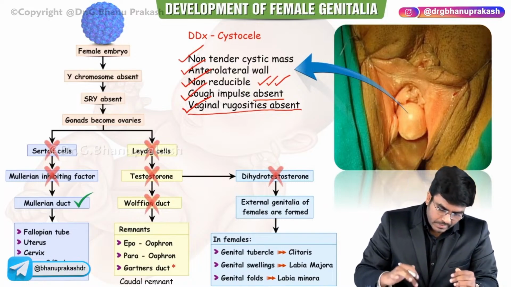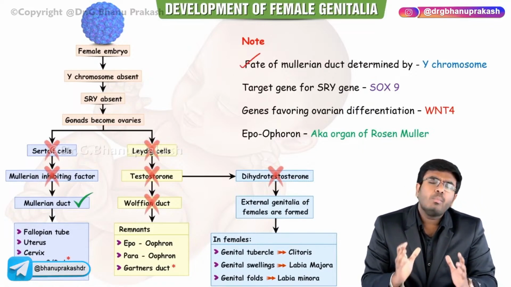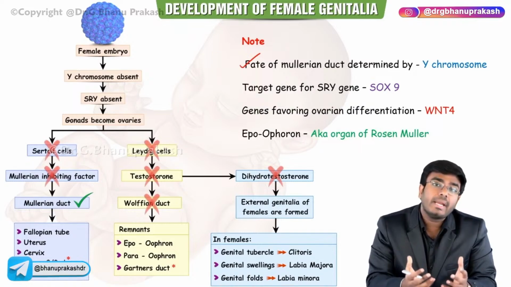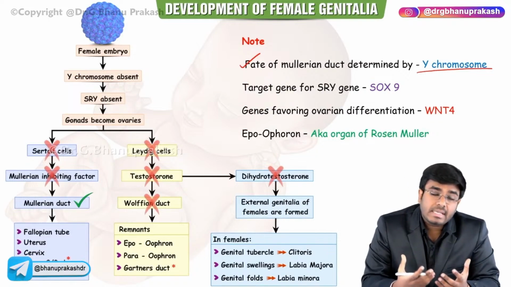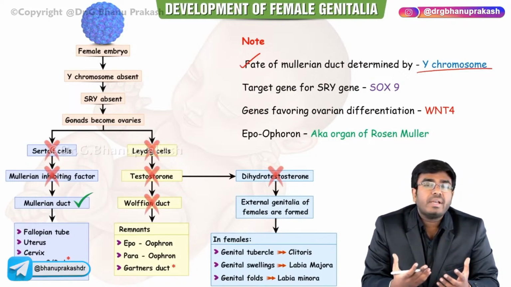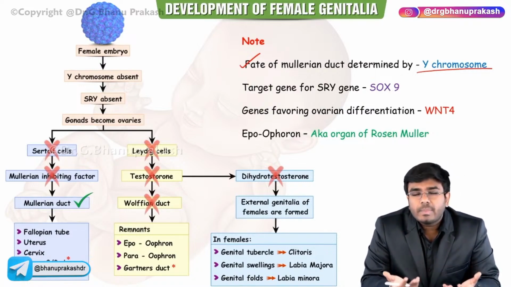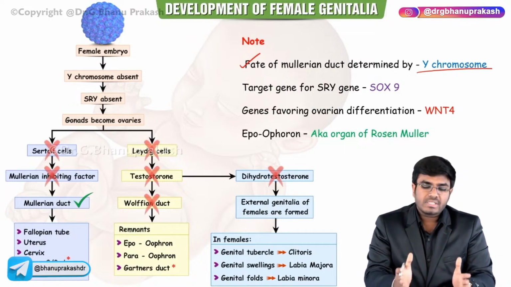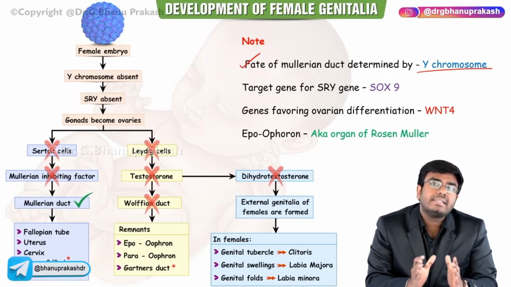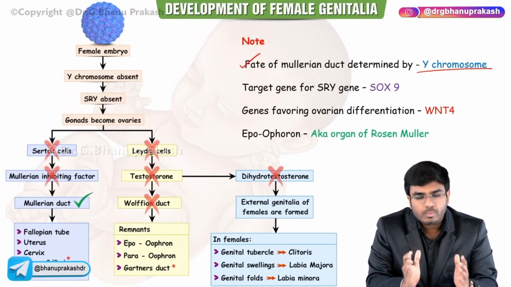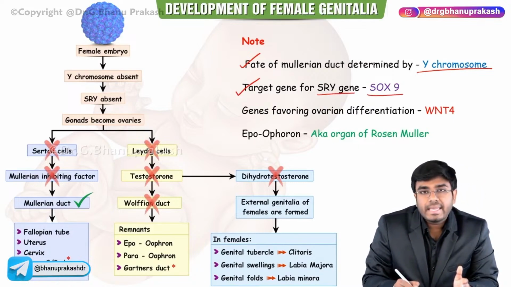Now, guys, please concentrate: whether the Mullerian duct should express or not is determined by the Y chromosome. Why? Because if there is a Y chromosome, there is the SRY gene. If there is the SRY gene, then definitely the testis is going to form. From the testis, the Sertoli cells will produce Mullerian inhibiting factor, and that will cause inhibition of the Mullerian duct. The target gene for the SRY gene is SOX9.